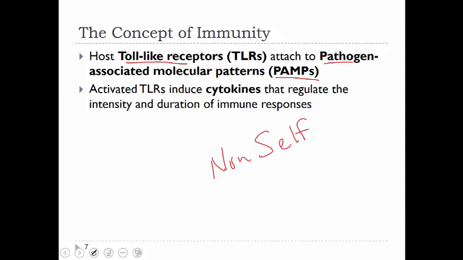Non-self molecules on things that don't belong. When the toll-like receptors bind to something, when they recognize a possible invader, then they're going to induce cytokines that are going to cause or influence immune responses.